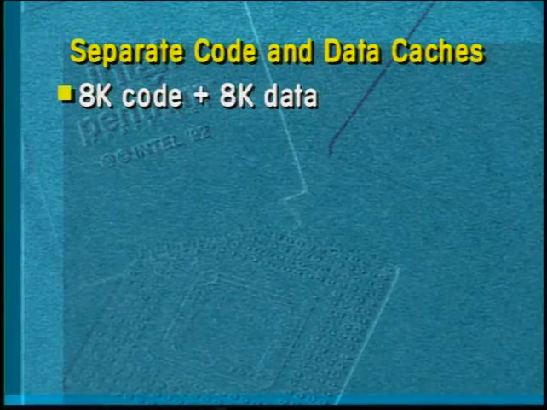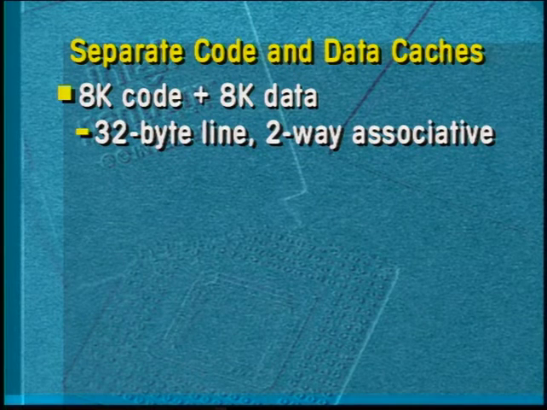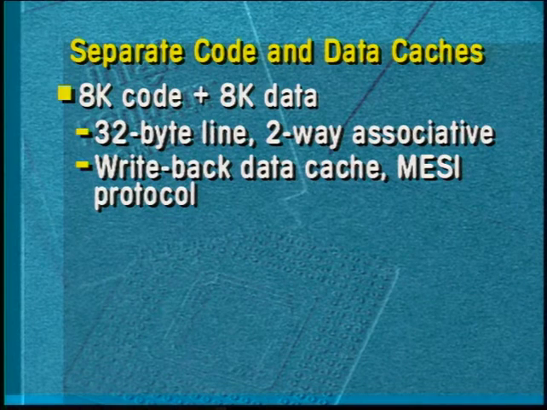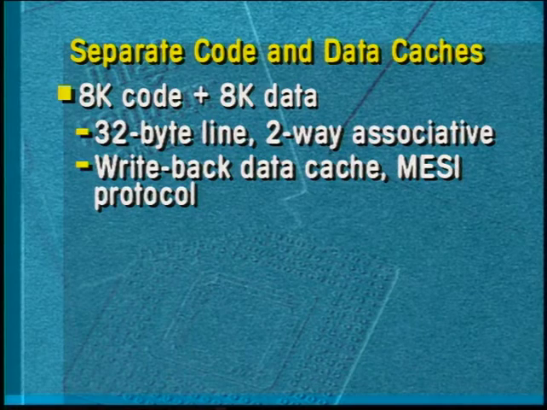Now we can look at some of the vital statistics about the caches. Each of them is 8 kbytes in size. They both use 32-byte lines and are two-way associative. The data cache uses a write-back protocol to minimize the bus traffic, and we use a MESI, that's MESI 4-state protocol, to keep the data cache consistent with the code cache, as well as the rest of the system, including multi-level caches off-chip and the memory.